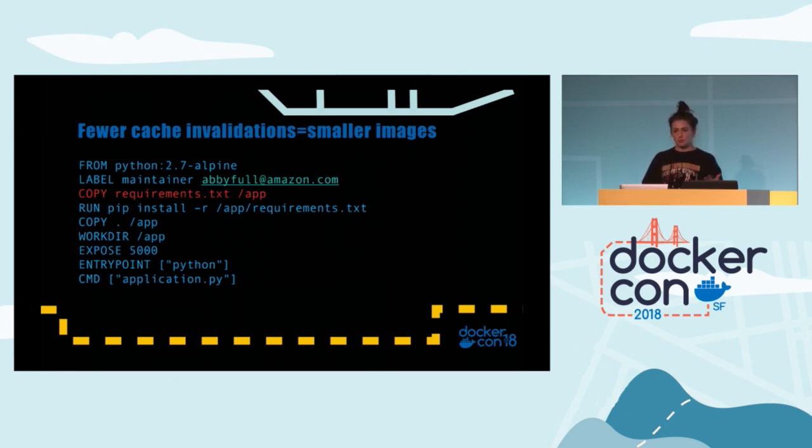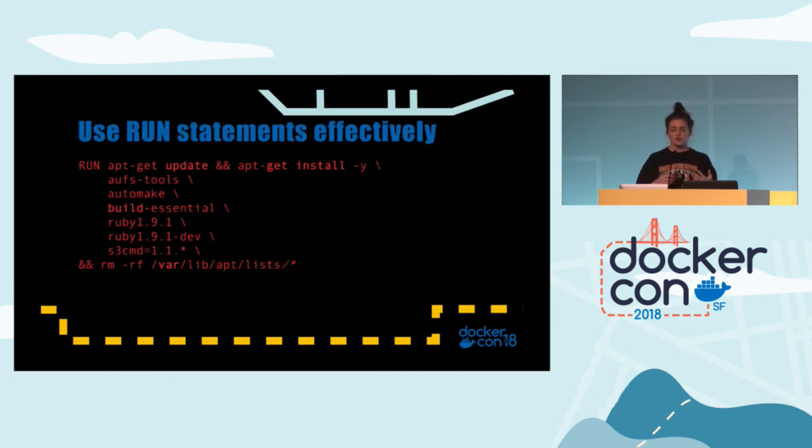So the longer that I can wait before invalidating the cache, the smaller my final image size is going to be. I can also use my run statements a little bit more effectively. So in this case, it's a little fragile, right? The double ampersand connects commands together in bash. So if I run apt-get update, double ampersand, apt-get install, I basically chained everything into one run statement instead of several.